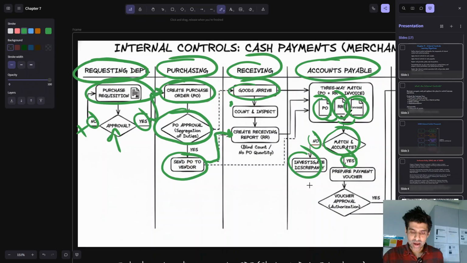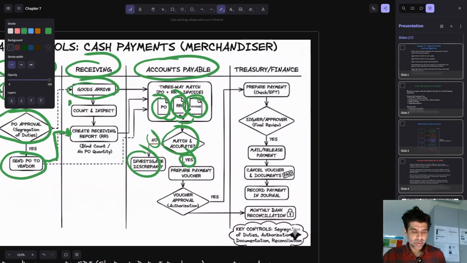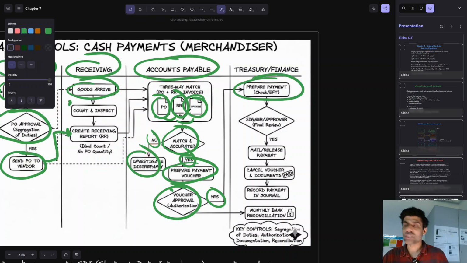Then you have a payment voucher that's created. This is going to be approved, right? So now someone is going to scrutinize. They're going to say, hey, let me see this purchase order. They're going to review all this documentation, make sure this is a legitimate purchase. If it is yes, then the check or the EFT payment is going to be initiated.